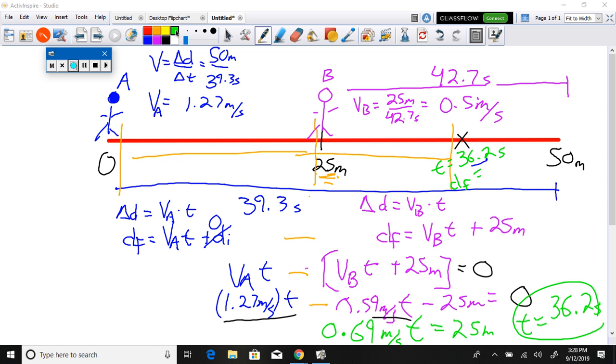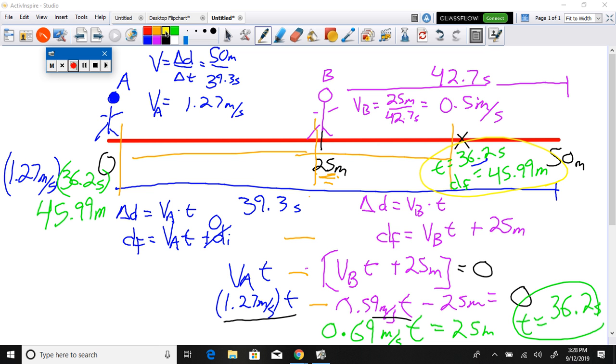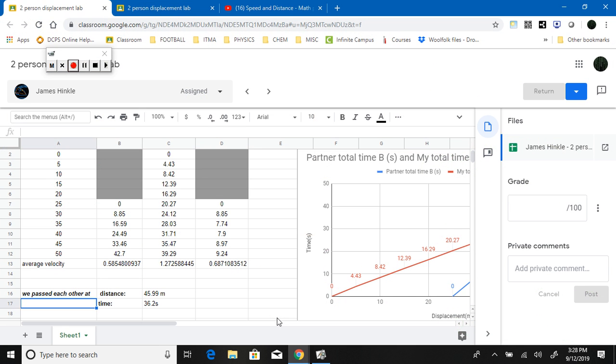1.27 meters per second times 36.2 seconds, and this person will have gone 45.99 meters. So at 45.99 meters and 36.2 seconds, these two walkers will have crossed. Now let's look at a graphic representation. Okay, we got that? Good, let's go over the graph.